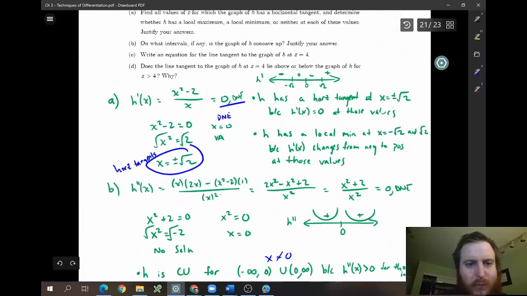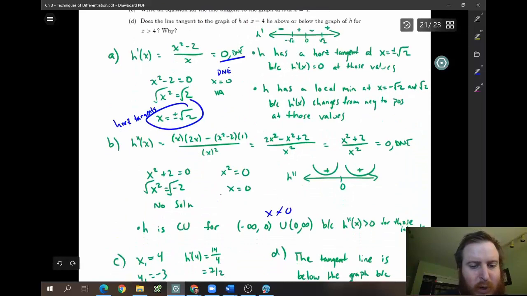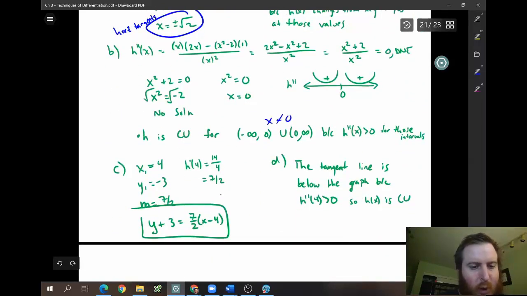For y1, we were given that h of 4 was negative 3. And then for m, we're going to plug it into x squared. So 4 squared is 16, minus 2 is 14 over 4. 14 over 4 gives us 7 halves. So y plus 3 equals 7 halves x minus 4.